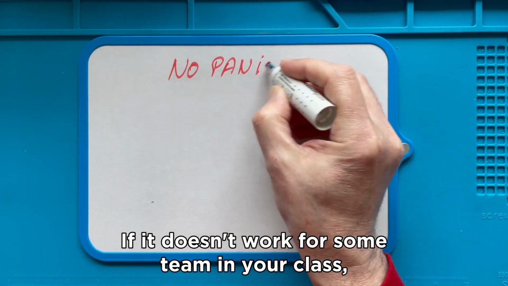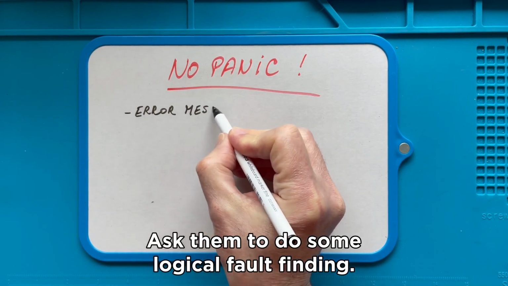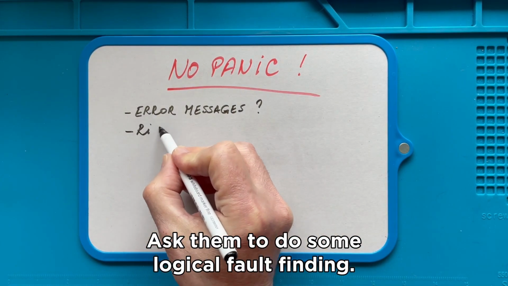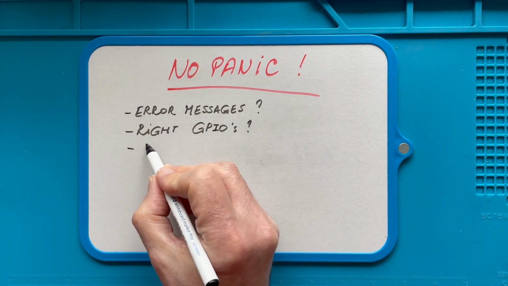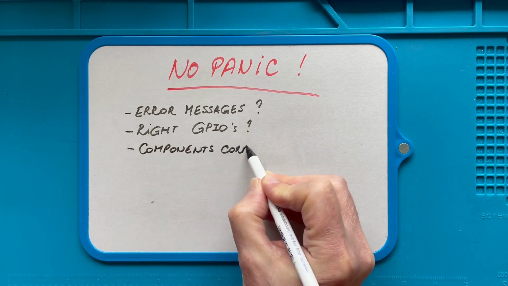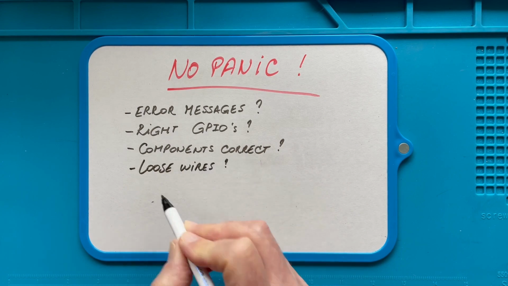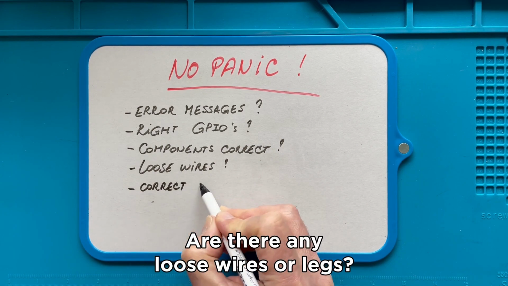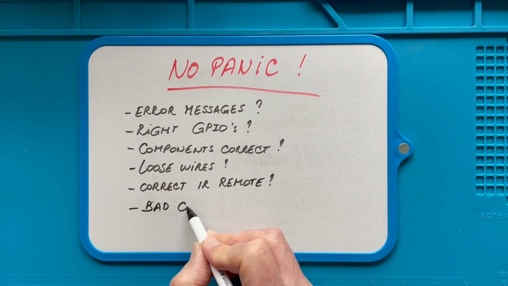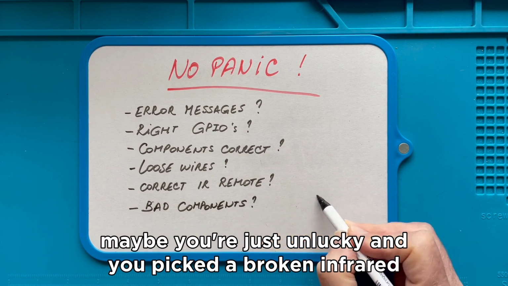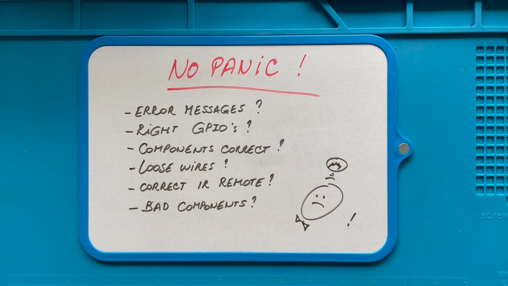If it doesn't work for some team in your class, do not panic. Ask them to do some logical fault finding. Were there any error messages in the RPI of Thonny? Did you select the right Pico? Did you connect the components to the right GPIOs? Are there any loose wires or legs? Does your infrared remote support the correct protocol? Or maybe you're just unlucky and you picked a broken infrared sensor or LED.